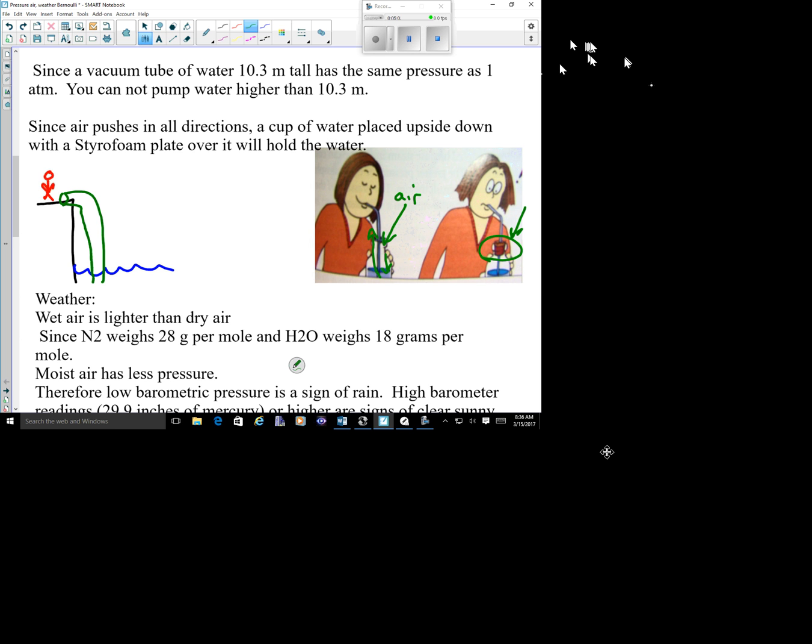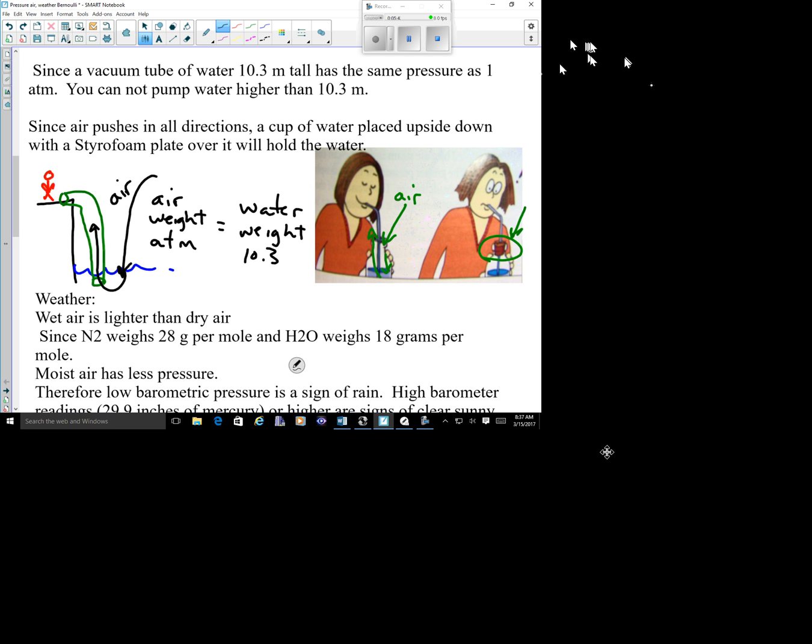Okay? We have to remember the way we get water up is that the air comes down and pushes on the river, and then the air pressure pushes the water up the pipe. Okay? Well, the atmospheric air weight equals the water weight at 10.3 meters. So therefore, the highest I can pump anything up is 10.3 meters.